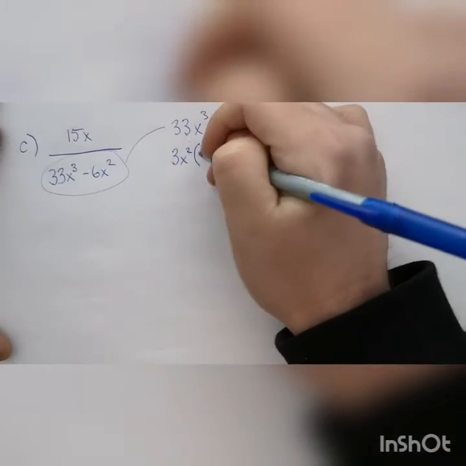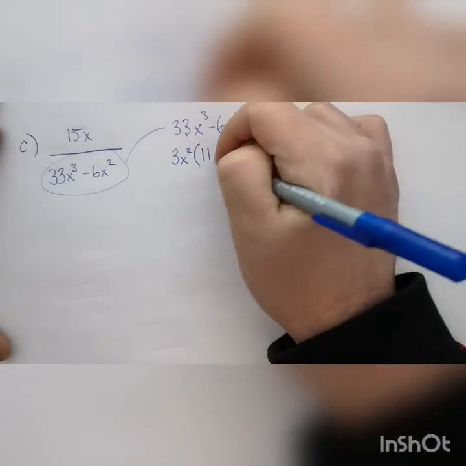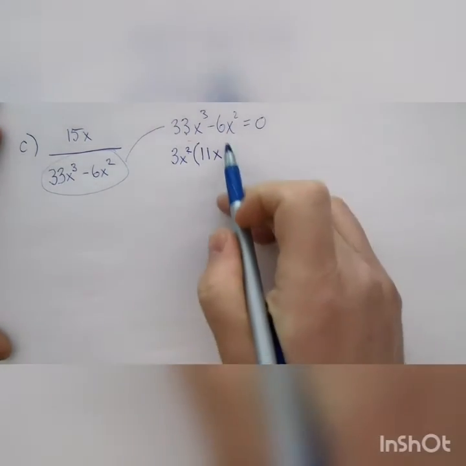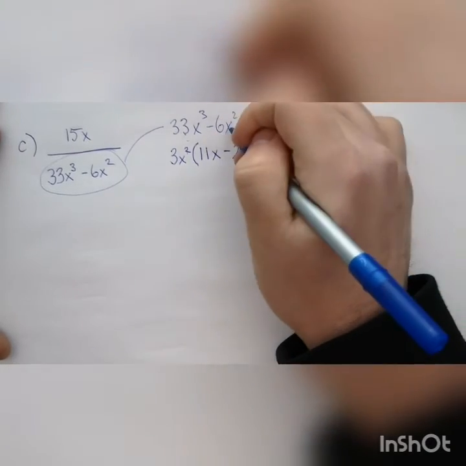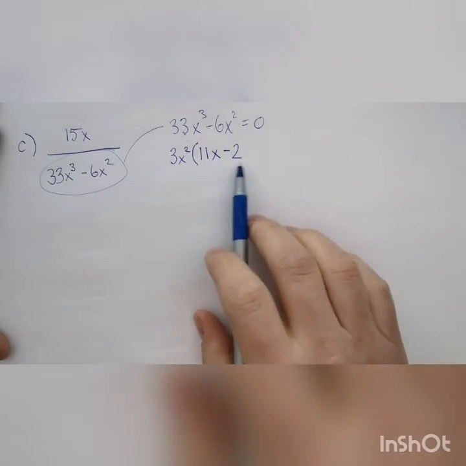33 divided by 3 is 11. X cubed divided by x squared leaves us with an x. Okay, 6 divided by 3 is a 2. X squared divided by x squared is just 1. So it's 2 times 1. We don't write that 1.